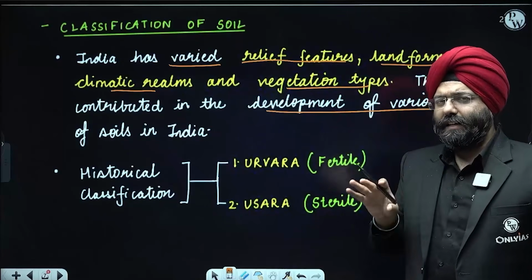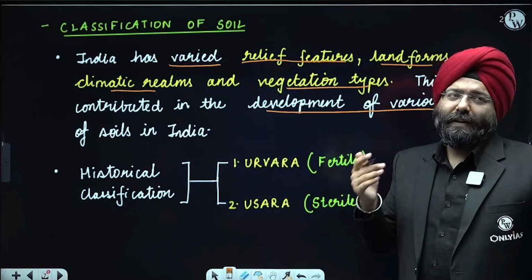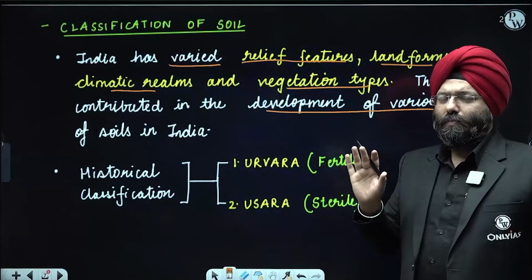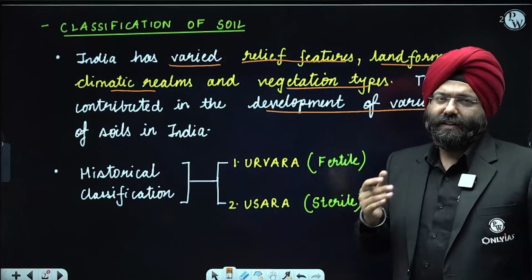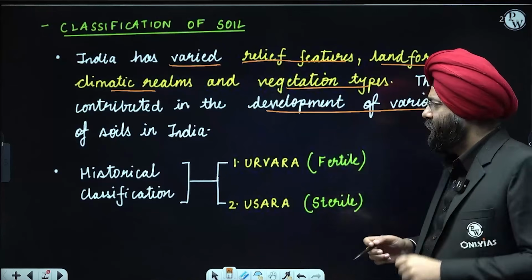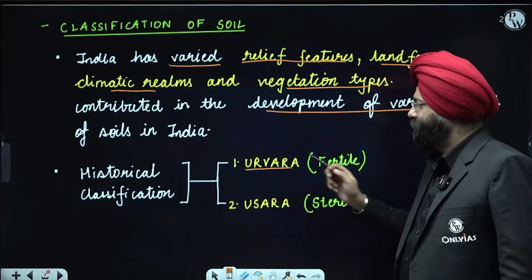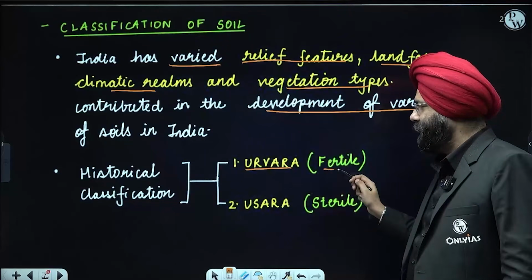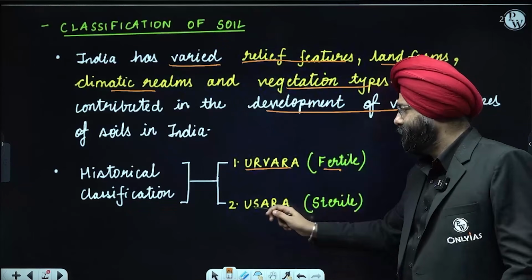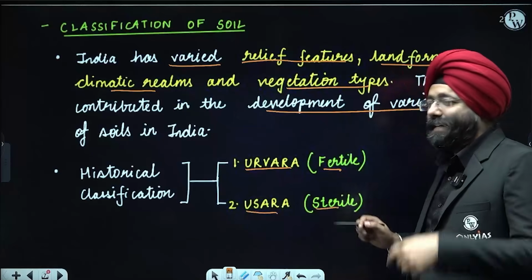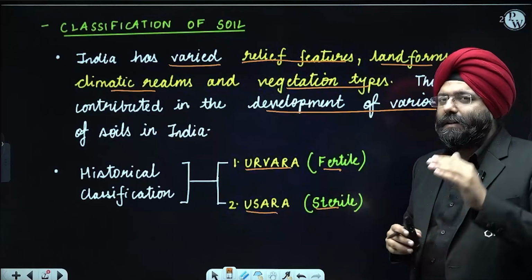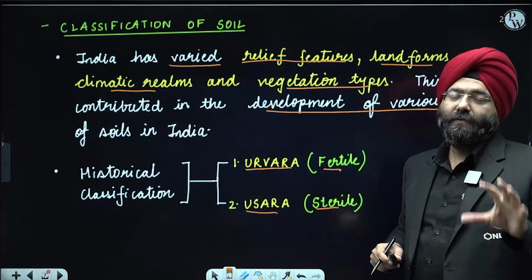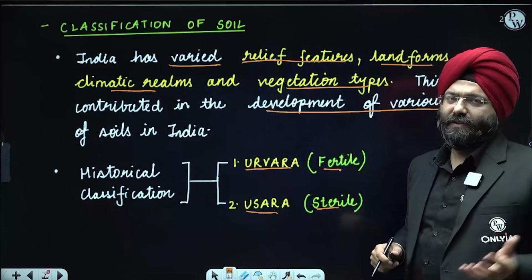Now in your NCERT, there are two words used with respect to the historical classification. Now these can be asked in your preliminary examination as one of the statements in the questions. Now see, first is Urvara. This means fertile soil. Then is Usara. This is sterile, something completely opposite of fertile. So these two words become very, very important from your prelims perspective.